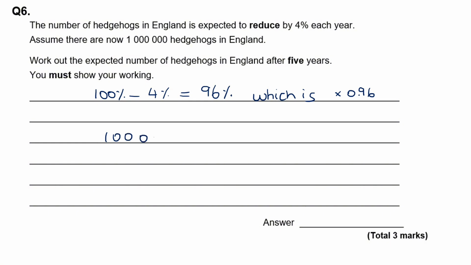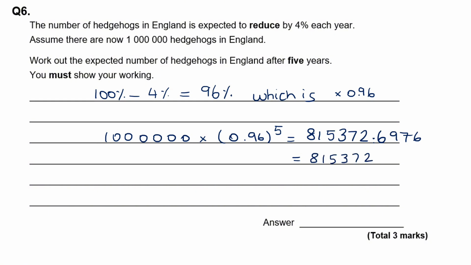So our principal, 1, 2, 3, 4, 5, 6 zeros, is going to be multiplied with 0.96 to the power of 5. And when I type this into my calculator, it gives me 815,372.6976. But obviously I'm not going to have 0.6 or 0.7 of a hedgehog, so I'm just going to write it down as 815372.